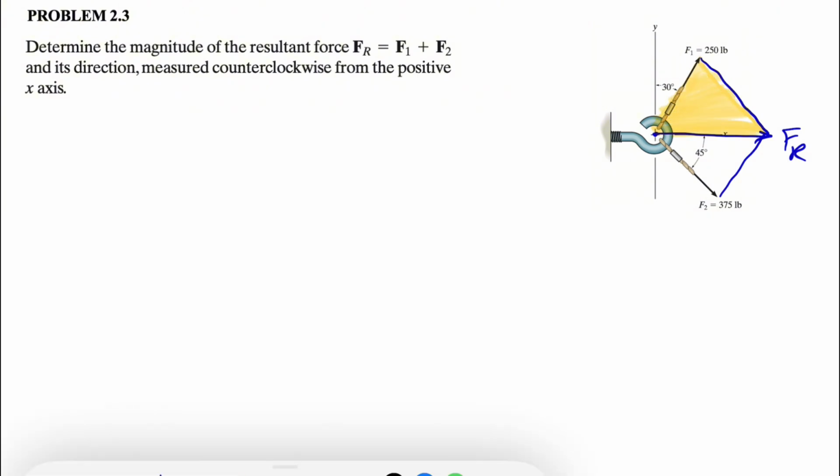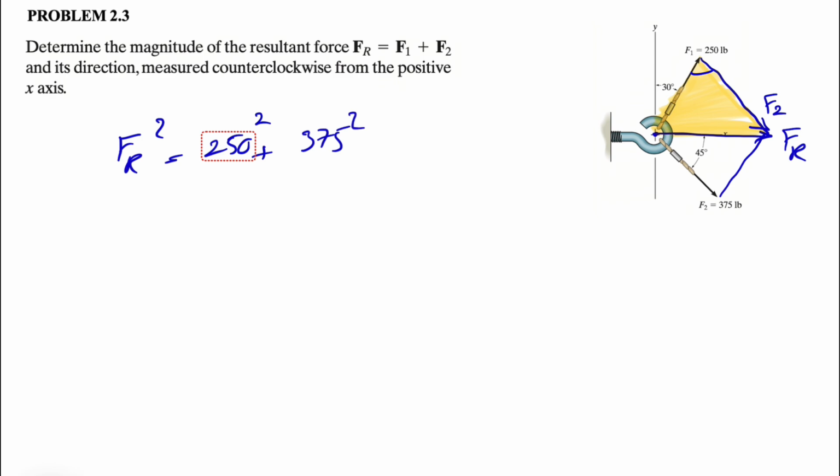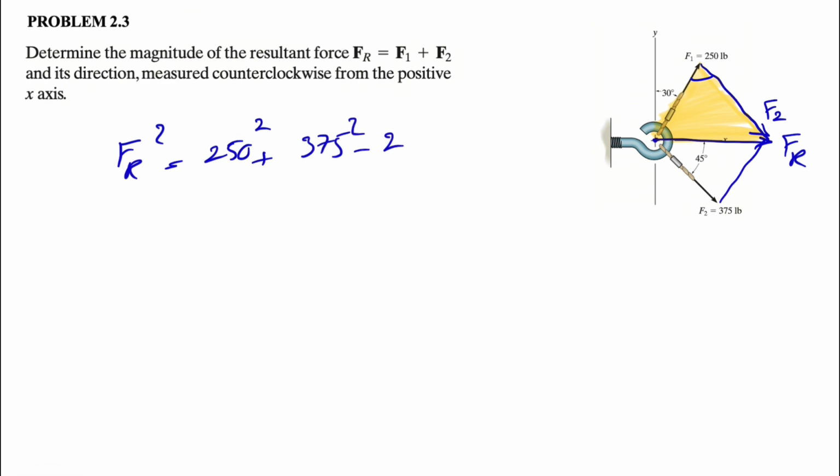If we want to use the law of cosines, we have F1 in here and our F2 would be here. So for the law of cosines, we have FR squared is equal to F1 squared, which is 250 squared, plus F2 squared, 375 squared, minus 2 times F1, 250, times 375, times cosine of, and this is the trickiest part of this law, the angle that we're going to pick in here is this angle right here, which is alpha.